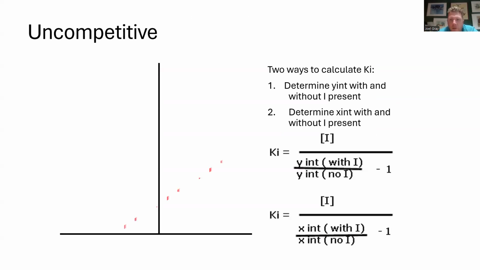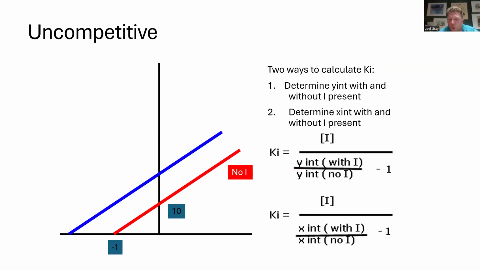Now, in an uncompetitive inhibitor, here's how you calculate the Ki. You can use the y-intercept or the x-intercept with and without the inhibitor present. It's a pretty simple calculation, but that's all there is to it. I don't need you to know that. I'm not going to ask you that sort of question. I will absolutely ask you a question on how to calculate a Ki for a competitive inhibitor.